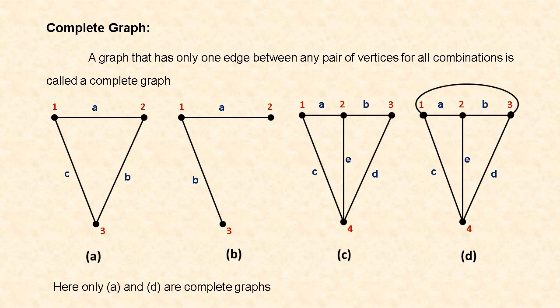And if you see figure D, it is a complete graph because if you take any pair of nodes, there is at least one branch. There is one branch, hence it is a complete graph. So here figures A and D are complete graphs.